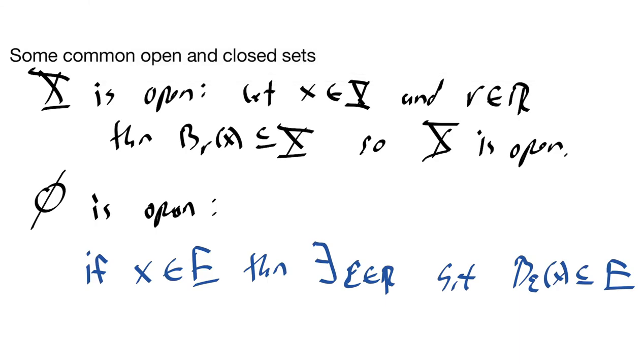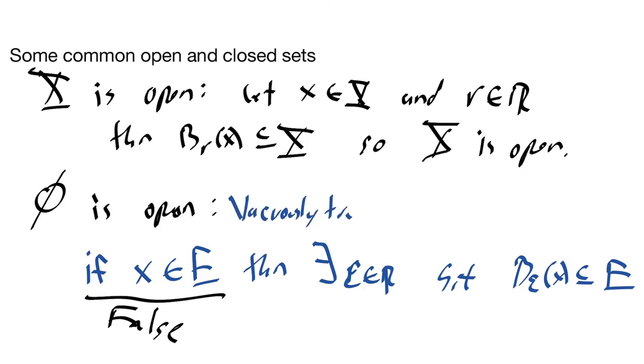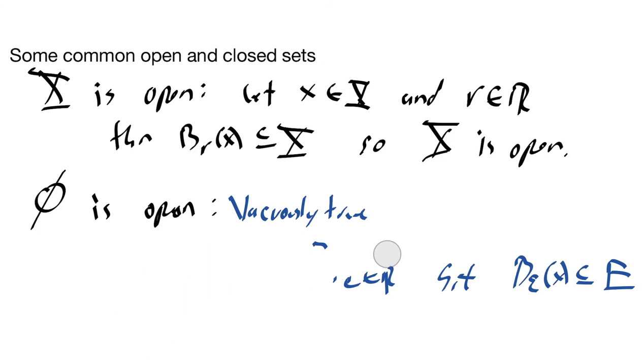Well, notice this first half of my if-then statement is always false. And what you remember from your intro to proof class is that if the hypothesis is false, then the if-then statement must be true. And so this is open, and this is what we call a vacuously true statement.